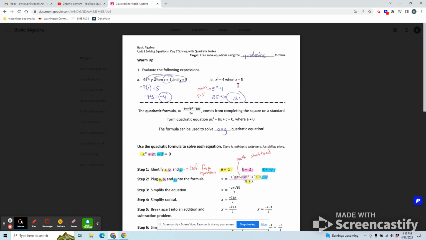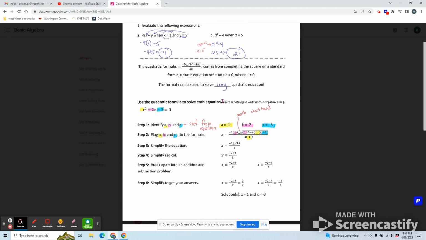I do the same thing for letter B, but this time it says z squared minus 4 when z equals 5. So where I see a z, I plug in 5. And just like I wrote in red, 5 squared means 5 times 5. So 5 times 5 is 25, and then I can subtract the 4. I'm following that order of operations. And that warm-up is getting us ready for what we're going to do today with the quadratic formula.